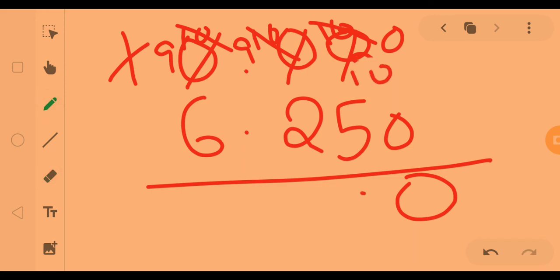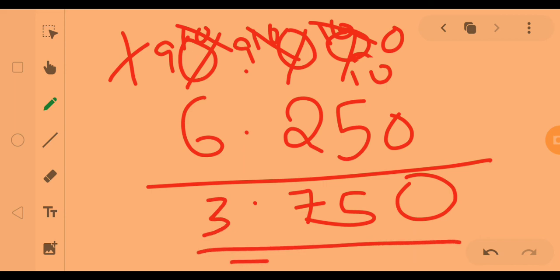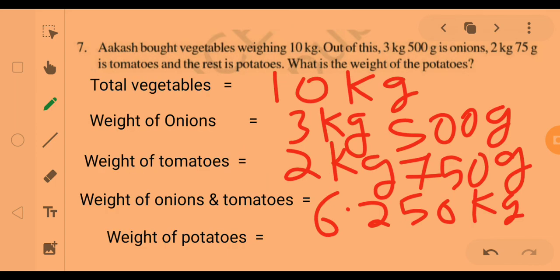So 5 from 10, 5. Then 2 from 9, 7. Decimal point, then 6 from 9, 3. So the remaining weight is 3 kilogram 750 gram. So the weight of potato is 3 kilogram 750 gram. 3.750 kilogram is the weight of potatoes.